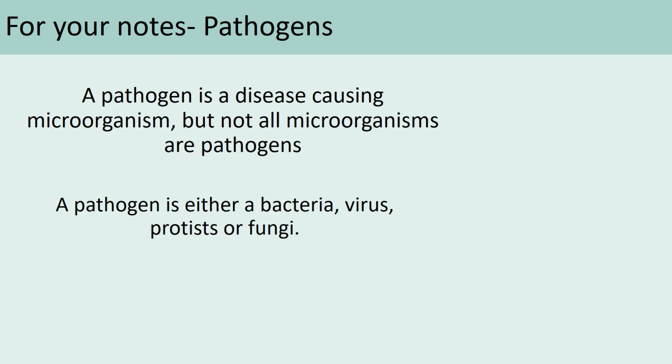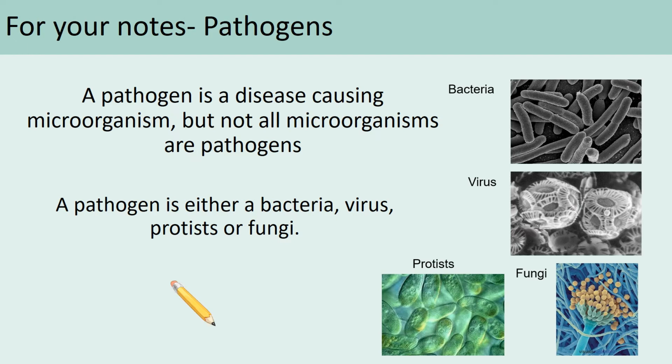And we get 4 different groups of pathogens. So these are microorganisms that cause diseases. They're either bacteria, viruses, protists, or fungi. So those are the 4 groups of pathogens. So what I would like you to do now is put a definition for what a pathogen is. So that's the sentence up to the comma. And then the 4 groups of pathogens, so the bacteria, the viruses, the protists, and the fungi. So pause the video and do that now, please.